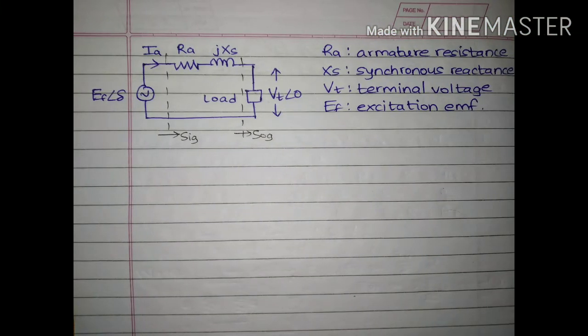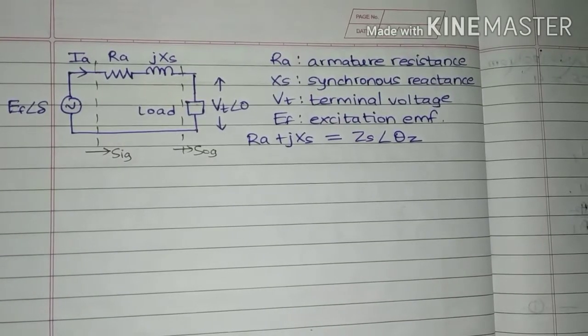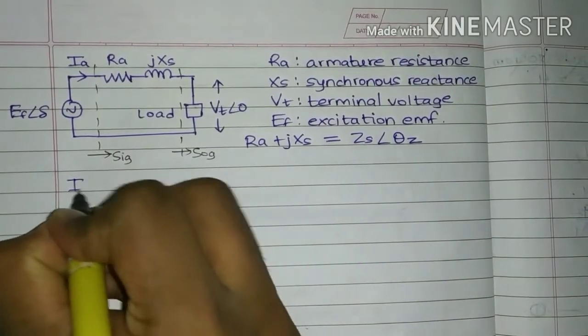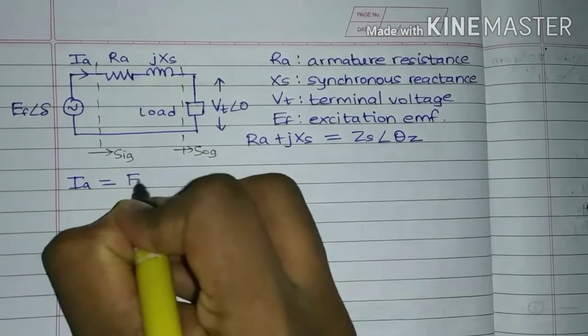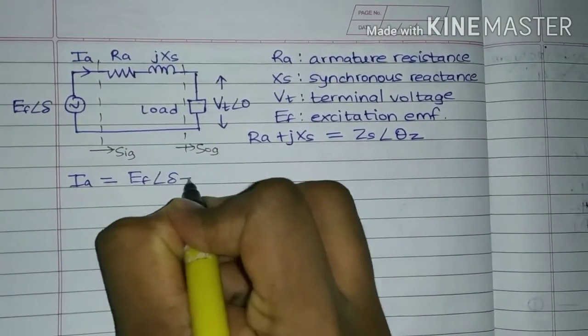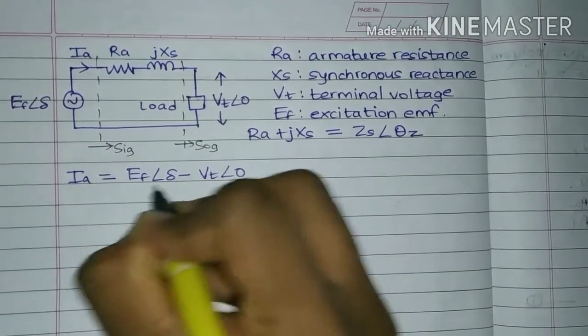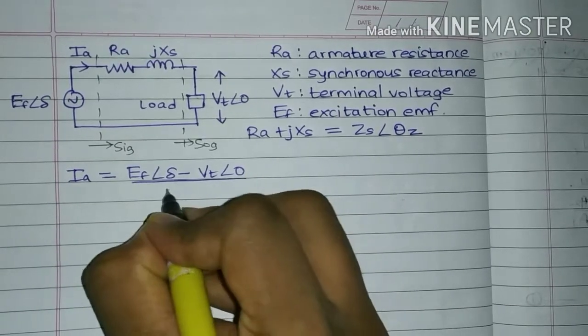This is the circuit diagram of a synchronous generator where SIG is the apparent power available at the input of the generator and SOG is the apparent power available at the output terminals of the generator. Now by KVL we can write that IA is equal to EF angle δ minus VT angle 0 divided by ZS angle θZ.